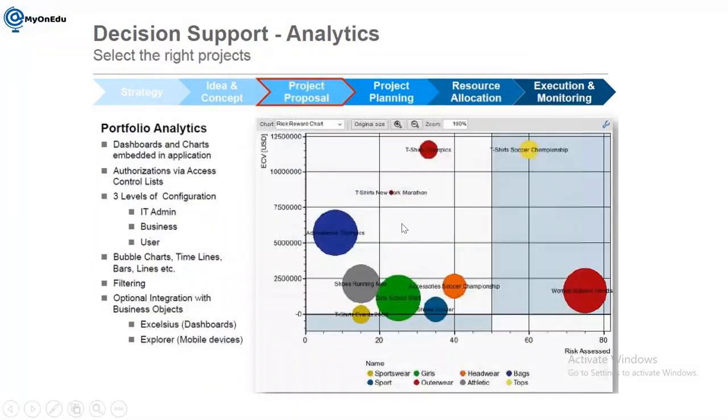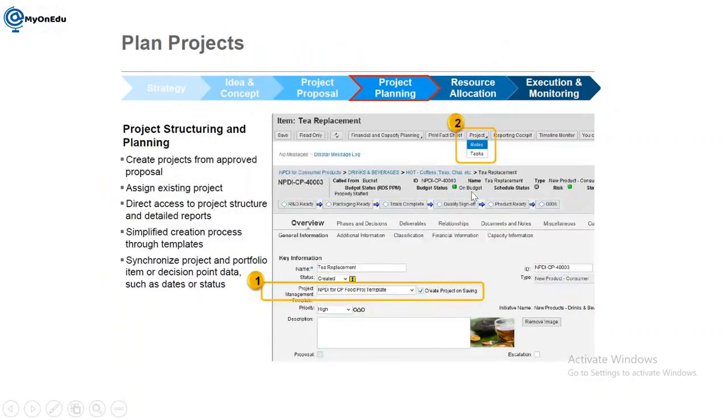Okay, next we are having different types of analytical reports. Dashboard and charts embedded in the application, that is already available. Authorization via access control list. So ACL, you are having three levels of configuration: IT admin, business, and user level. Bubble chart we are having. Filtering based on the option. Integration, you are having Xcelsius and Explorer mobile device. You can check it. Then it is going for project planning.